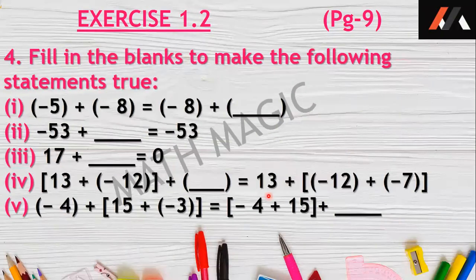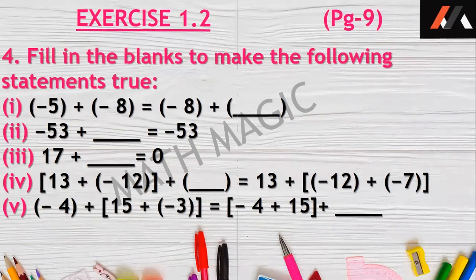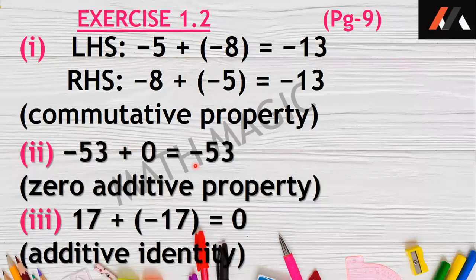Question number 4. Fill in the blanks to make the following statements true. Let's go one by one. Minus 5 plus minus 8 is equal to minus 13. But in the RHS, it is minus 8 plus dash, okay? So in the LHS, it is minus 5 plus minus 8 is equal to minus 8 plus dash. This minus 5 has not been given.